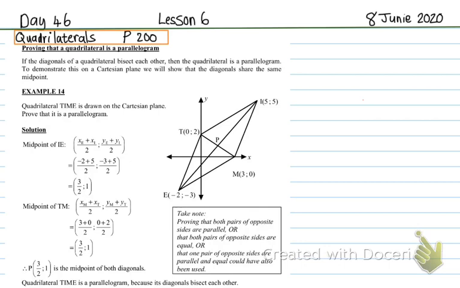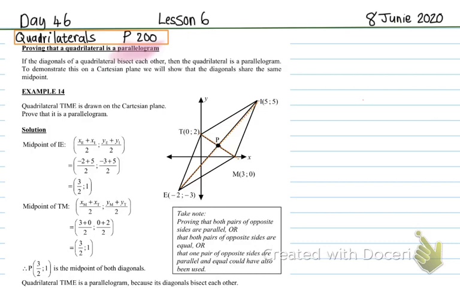Like for instance, the first one is a parallelogram. To prove that a quadrilateral is a parallelogram, we have to prove that the diagonals bisect each other. So then the quadrilateral is a parallelogram. To determine on a Cartesian plane, we will show that the diagonals share the same midpoint. So if I work out the midpoint of the one diagonal and the midpoint of the other diagonal and they are the same, then they do bisect one another.